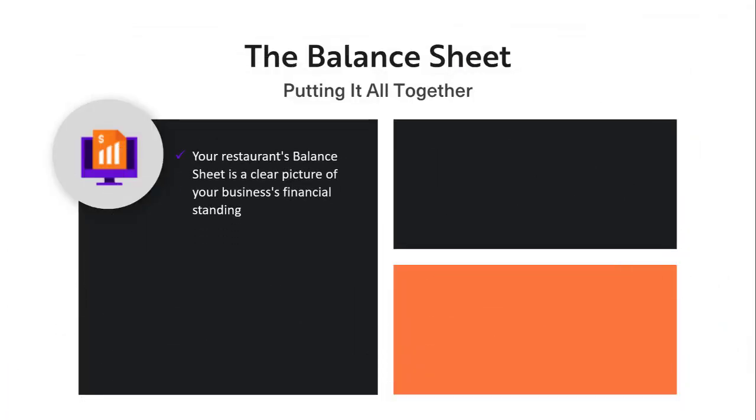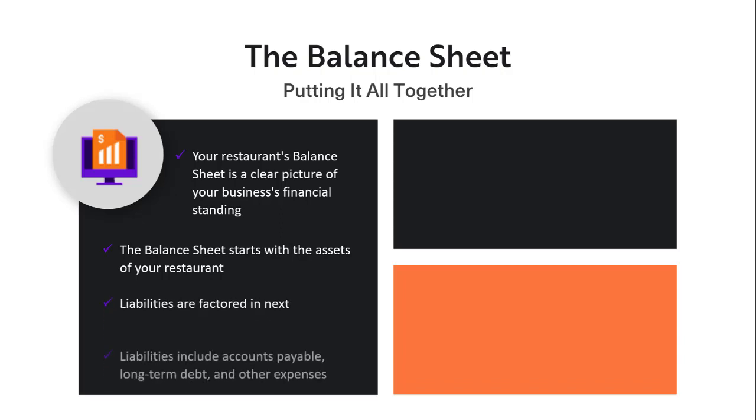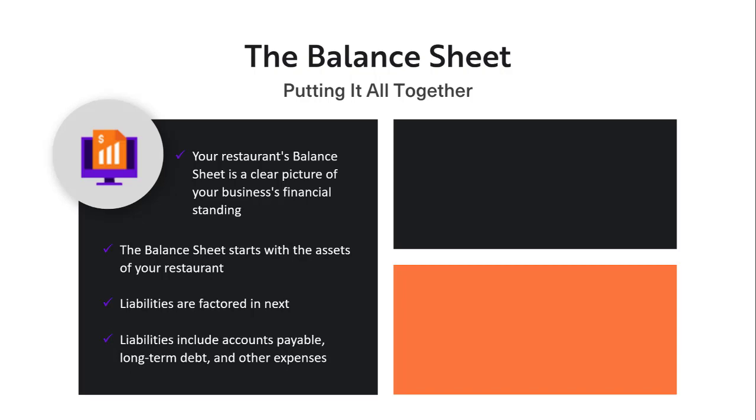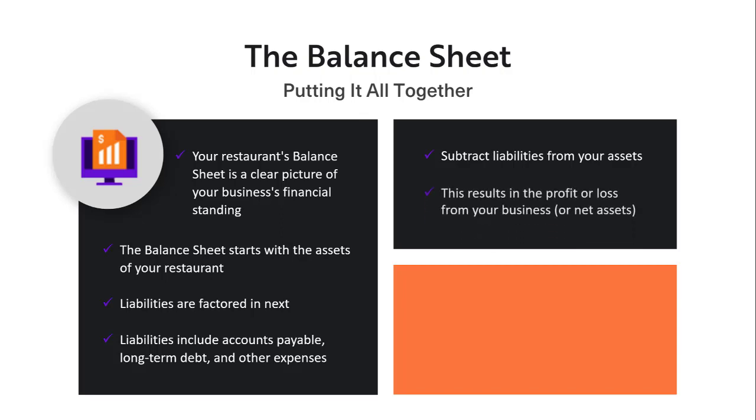Your restaurant's balance sheet is a clear picture of your business's financial standing. The balance sheet starts with the assets of your restaurant. Then your liabilities are factored in, which includes accounts payable, long-term debt, and other expenses. Now subtract your liabilities from your assets and you have your equity, essentially the profit or loss from your business. Another way to think about equity is your net assets. When your liabilities exceed your assets, it's obviously time to change your course of action.